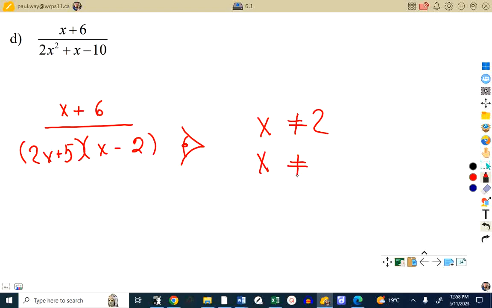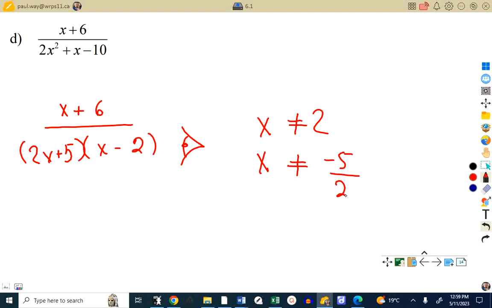And Gustav, what do you think x is not equal to here? I'm gonna say 5 halves. Negative 5 halves. Do you see why? Yes. Okay, so negative 5 halves. And the non-permissible value in most of these will always have the opposite sign of what's there.